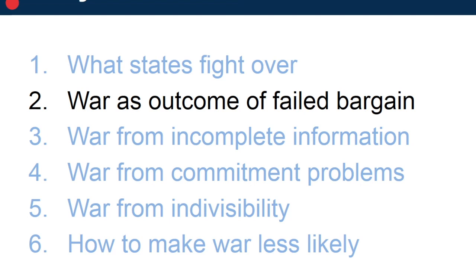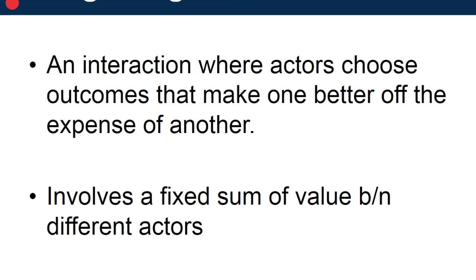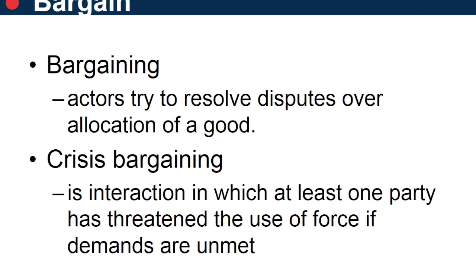We're going to be looking at several reasons why wars occur. The first one is going to be outcome of a failed bargain. Okay, so sometimes there's an interaction between actors where they choose outcomes that make one better off at the expense of others. Okay, so bargaining is this idea that involves a fixed sum of value between two different actors. Now, there's a way that I can put this a little bit better. Actors try to resolve disputes over allocation of a good.